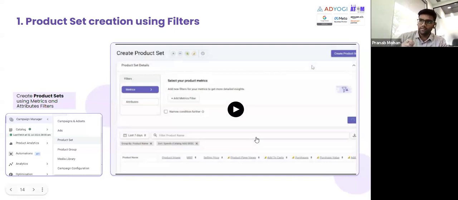This feature helps you to segment your products and identify your profitable segments, and at the same time divert your ad spends towards those profitable segments that bring a positive impact to your overall brand growth.